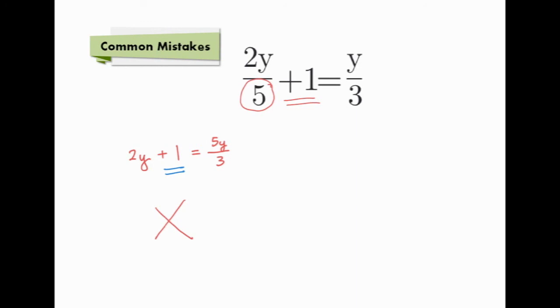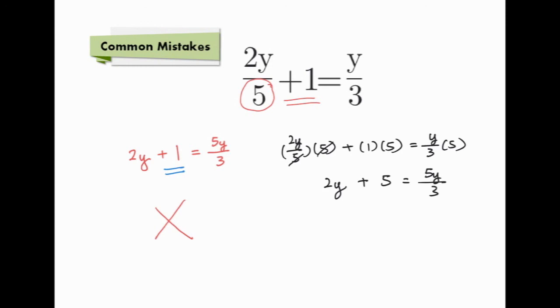The correct way to do this question is to multiply each term by 5 and write them down one by one. It will be more clear for both students and teachers. After that, we have 2y, the 5 is cancelled, plus 5 equals 5y over 3. Of course, this is not complete, but if you follow through, you will get the correct answer. So, remember to avoid this common mistake.